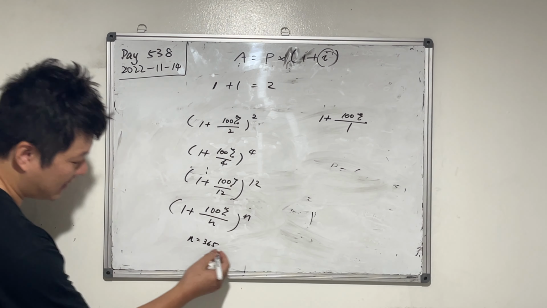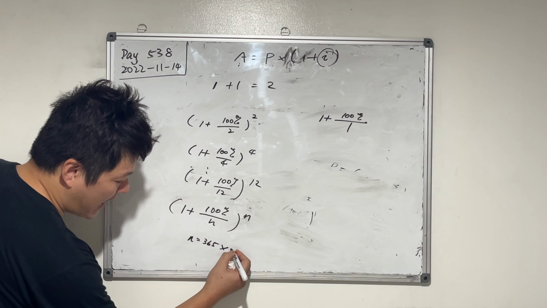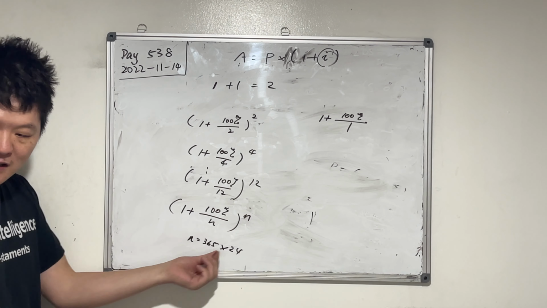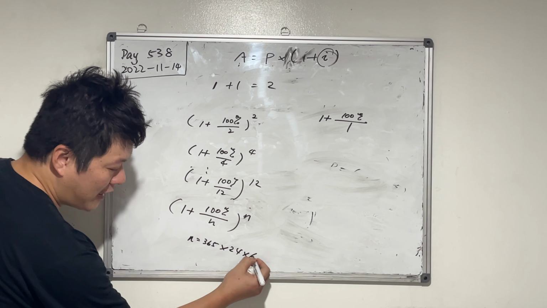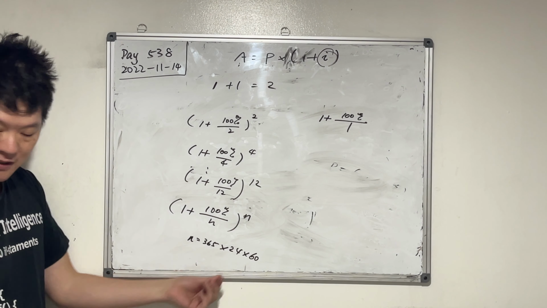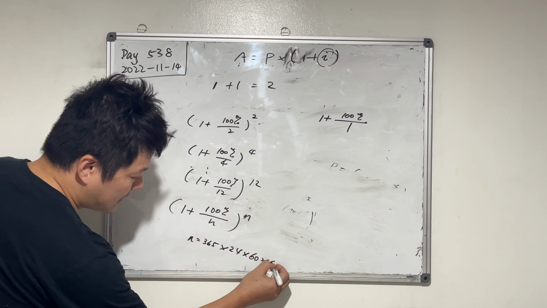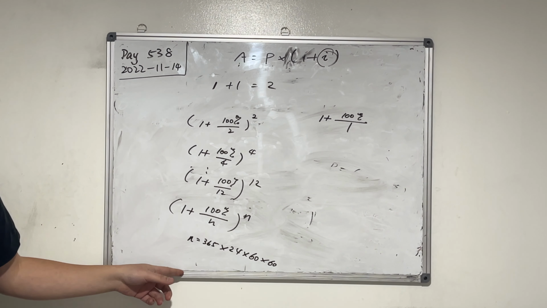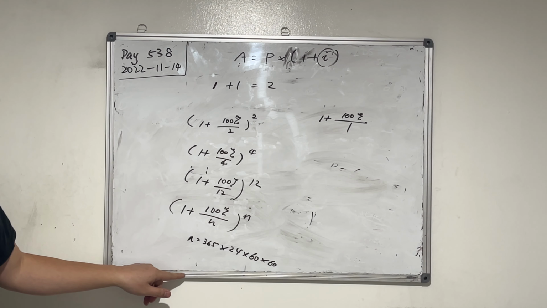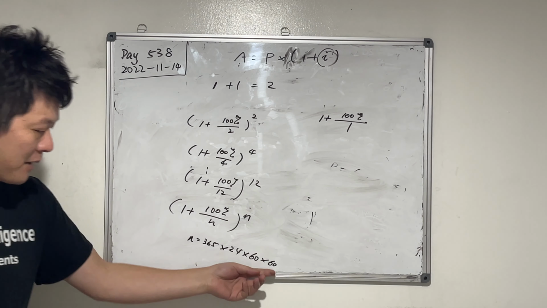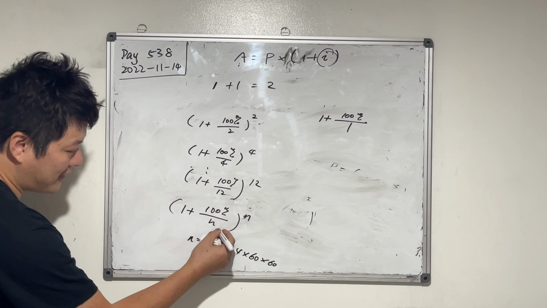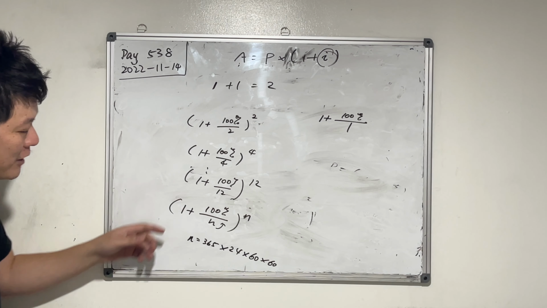And then if n is 365 times 24, every hour, times 60, every minute, times 60, every second. How about every millisecond? Then you keep going. So n, you can keep increasing it. So what's the value?